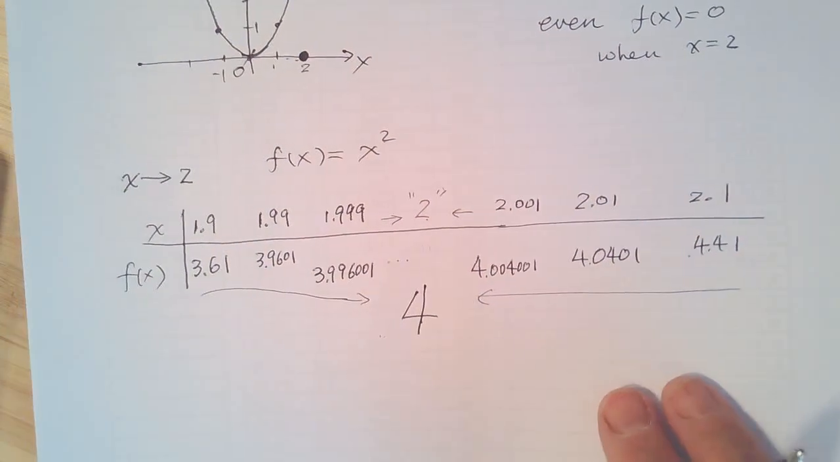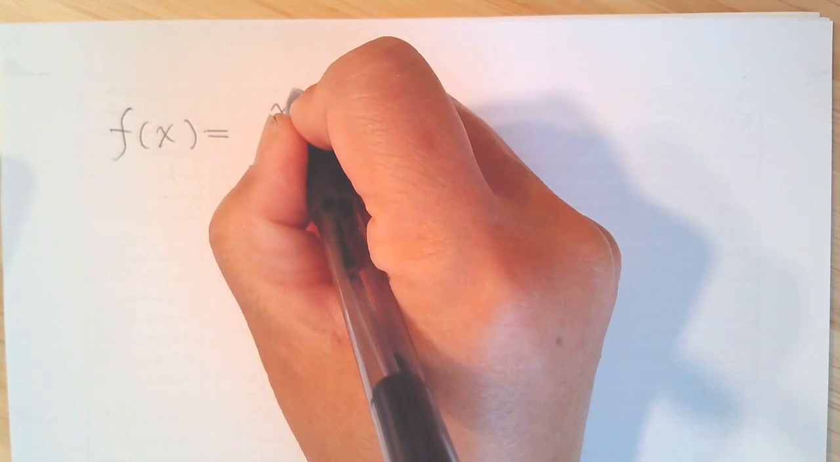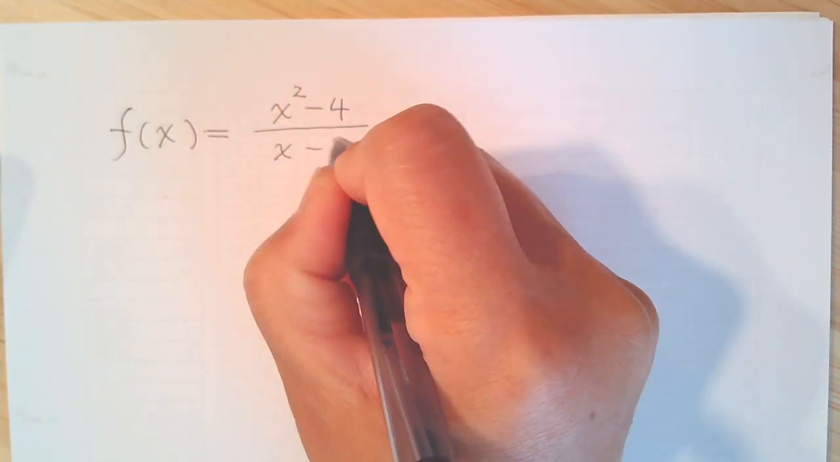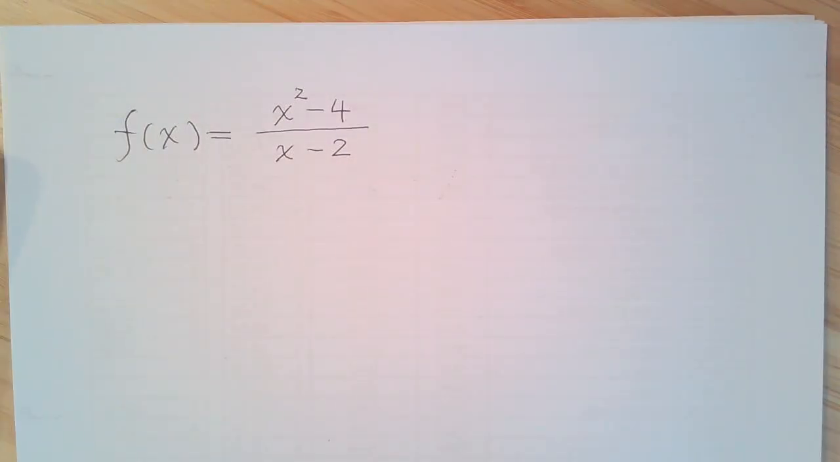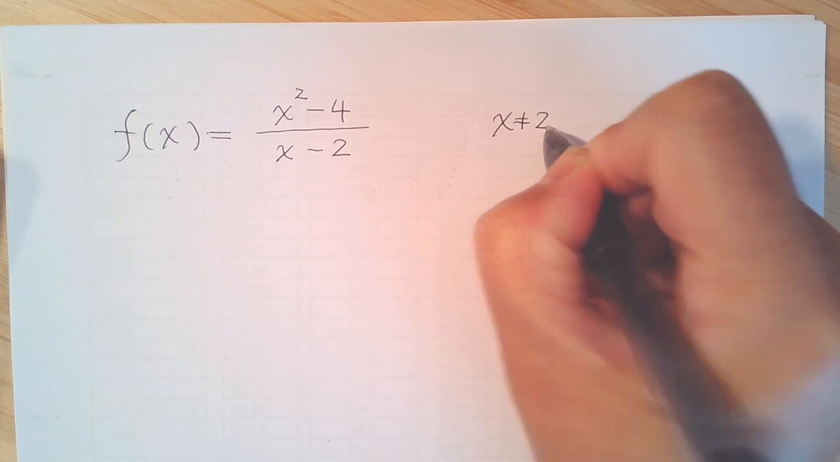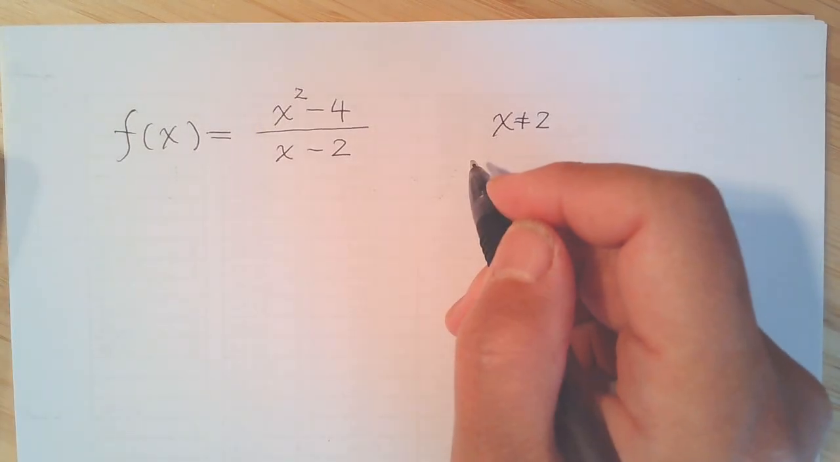Another example. f of x equals x squared minus 4 over x minus 2. Now in this case, x cannot be 2. The domain is all real numbers except 2. x can be any real number except 2.